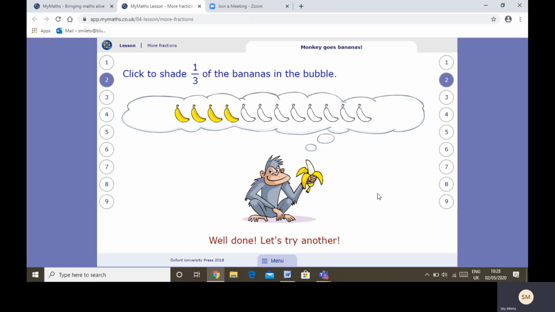I'm going to go through one more of these because I messed that one up a little bit. So here, I need to shade in 1/3 of the bananas. So 1, 2, 3, 4, 5, 6, 7, 8, 9. And I know 9 divided by 3 is 3. So now I have 1/3 of bananas shaded in. So play that one as much as you want.